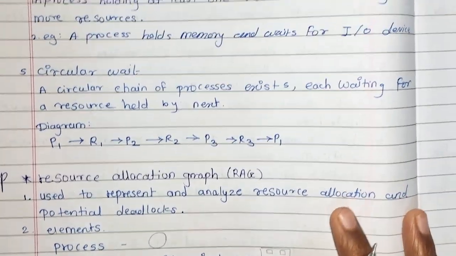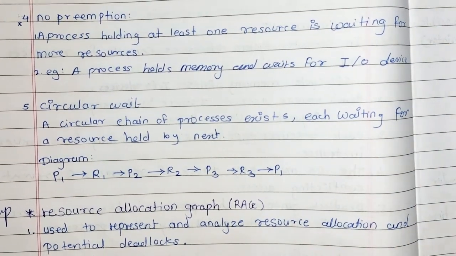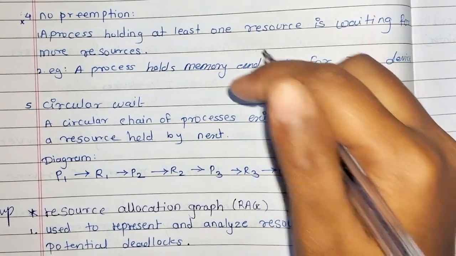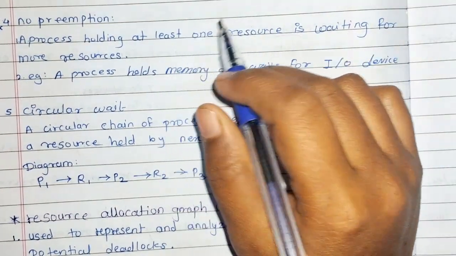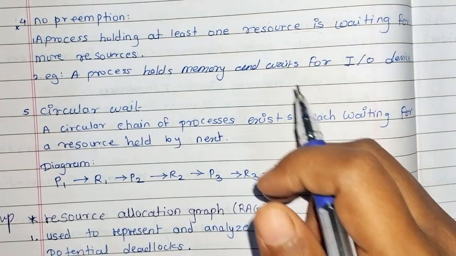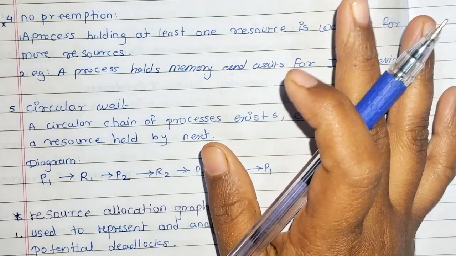Now, the fourth one is no preemption. A process holding at least one resource is waiting for more resources. Example: a process holds memory and waits for IO devices.